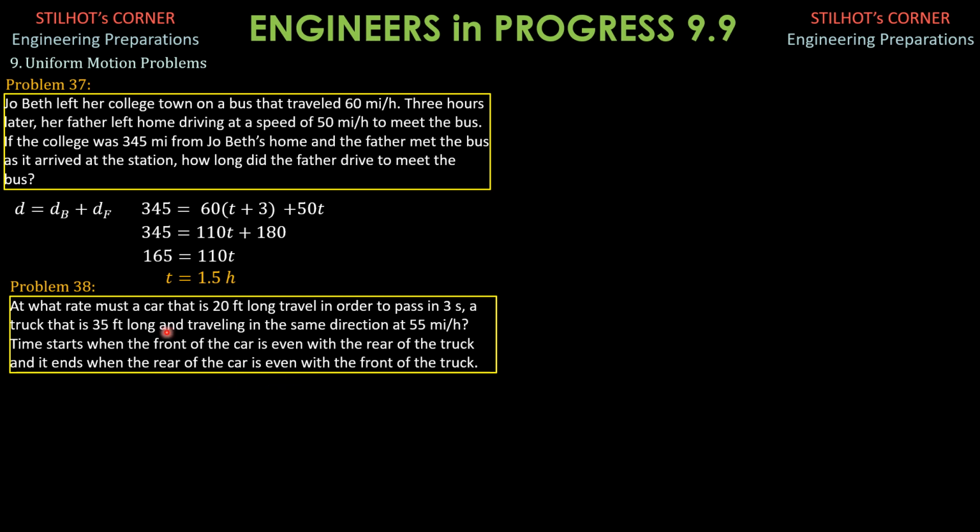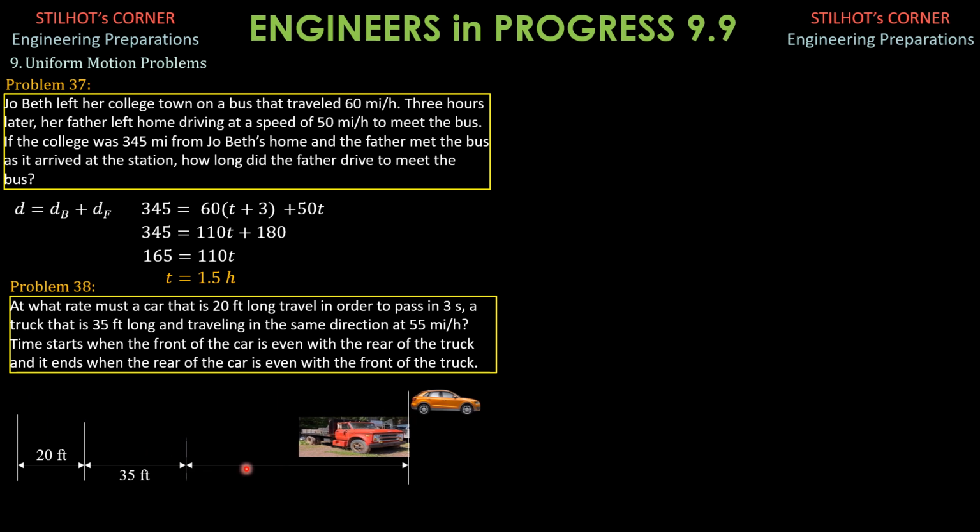So in this problem, I'll solve this in more detail. So let's have the figure so that you can also analyze the situation. So we have a car that is 20 feet long, and it starts when the front of the car is even with the rear of the truck as shown, and the truck is 35 feet long. Then, in 3 seconds, the car should be ahead of the truck, completely overtaking the truck when the rear of the car is even with the front of the truck, as shown in the figure.